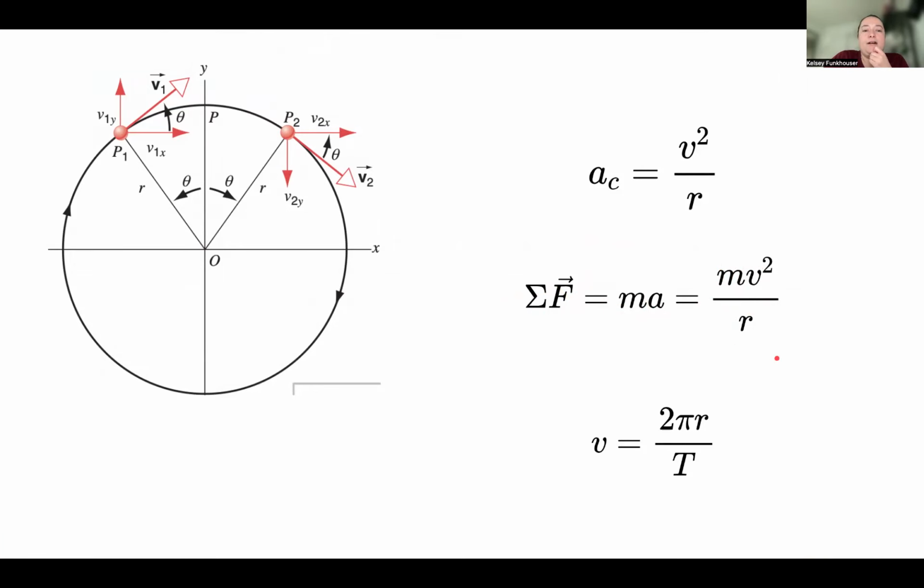You can also find velocity if you know the radius and the total time for one revolution. So 2 pi r divided by t, where 2 pi is all the way around the circle once.